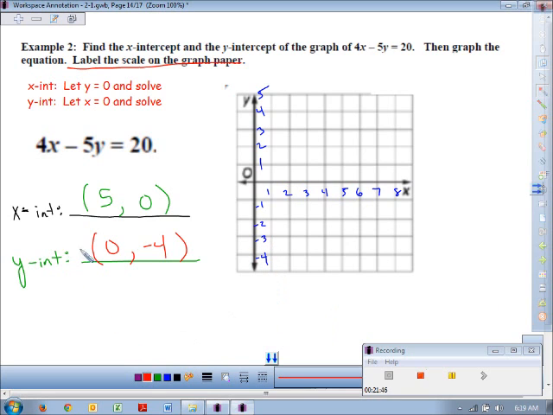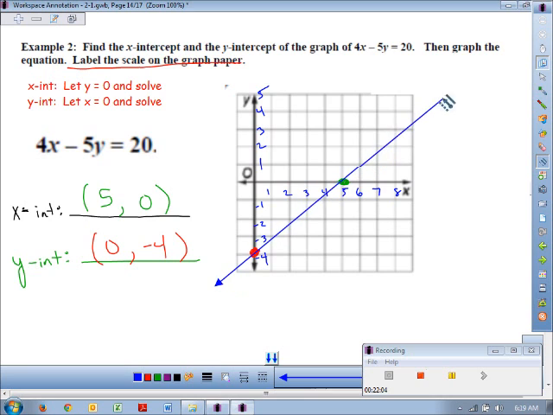So let's plot them. I got my y-intercept here in red, so that's at 0, negative 4. And I got my x-intercept here in green at 5, 0. And to graph the line, you just take a straight edge, which you should have, and connect those together and make a line out of it.